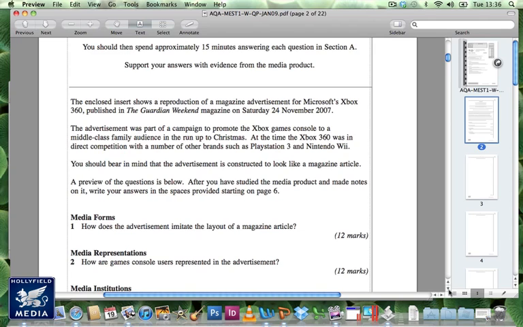Well, firstly, I would underline Microsoft and Xbox 360, so we know it's a video game console. And obviously it's quite a big brand, and this was when the 360 came out, so it's obviously to promote a new product. So we already know this is a promotion for a new product, okay?